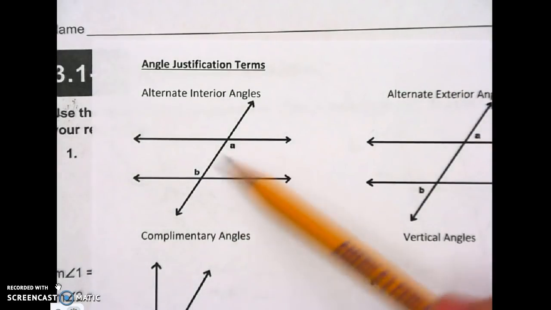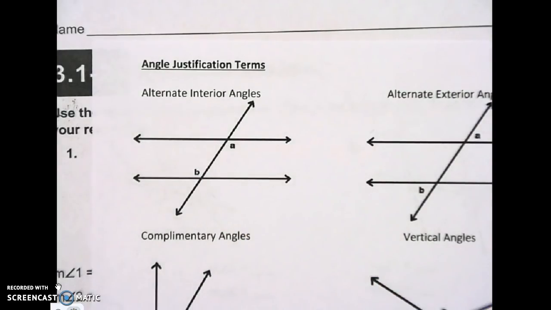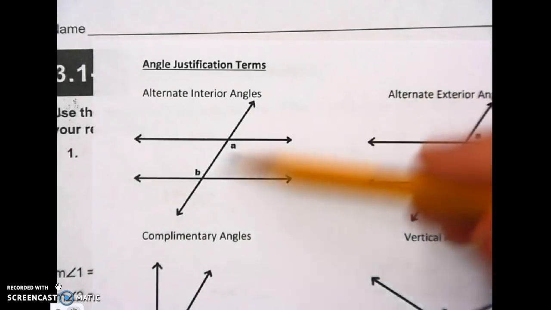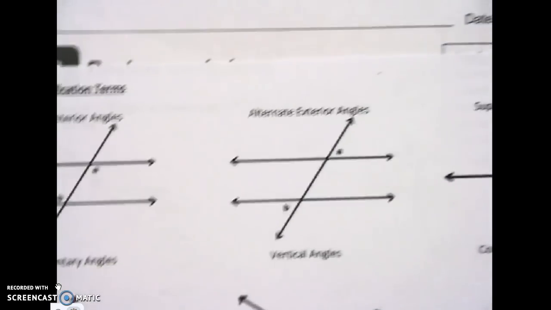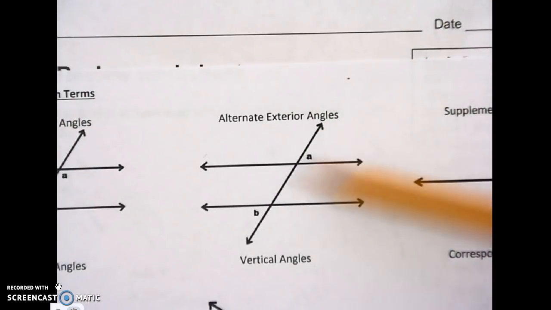These two angles are alternate interior, and they're equal. They're inside the parallel lines, and they're on the opposite side. Here is some alternate exterior. They're outside the lines, and they're opposite of the transversal, and they're equal. They're the exact same size.